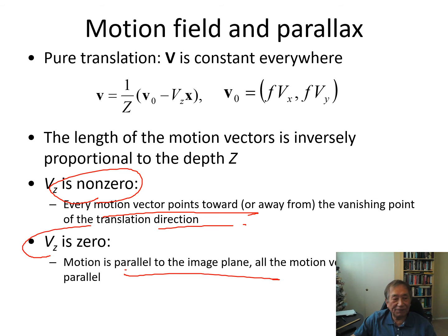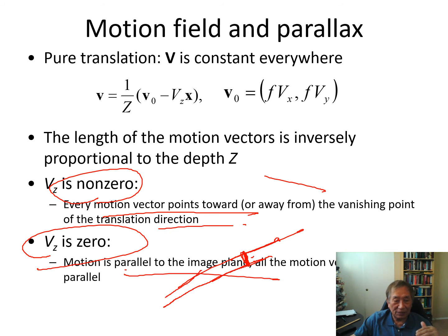But if VZ is 0, what does that mean? It means that if it is parallel to the image plane, in other words, we don't see any movement, in other words, the distance is 0, then we are in a way going together with that object. There is much of the distance, the Z. So when we are part of this train, we don't see any movement.